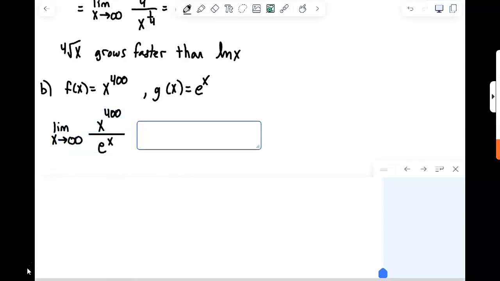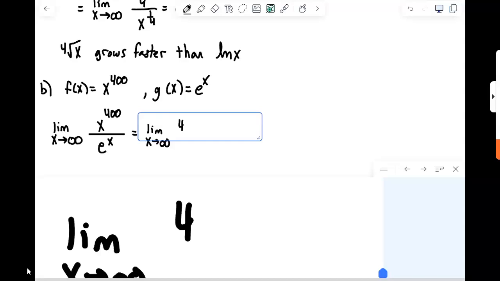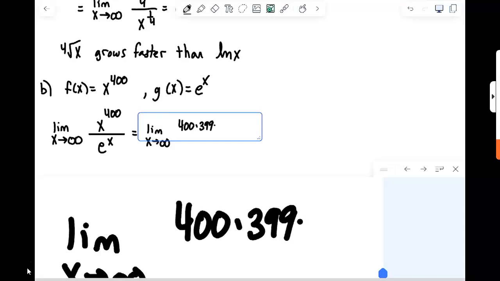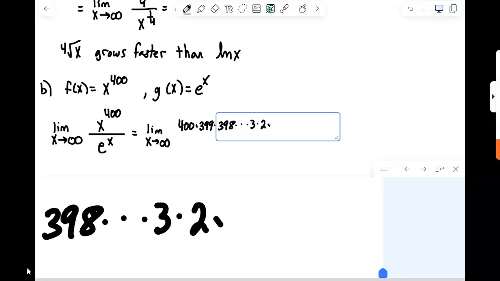So here I have an infinity over infinity once again. So I would take the derivative. That would give me 400x to the 399 over e to the x. That would again be an infinity over infinity. So I'd take the derivative again, and again, and again, and again. Okay, until eventually I end up with this. 400 times 399 times 398 and so on times 3 times 2 times 1 right on the top.